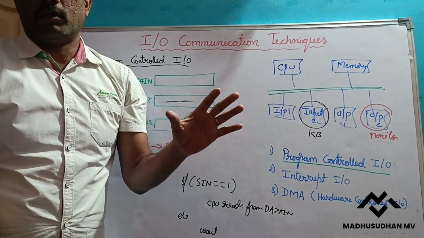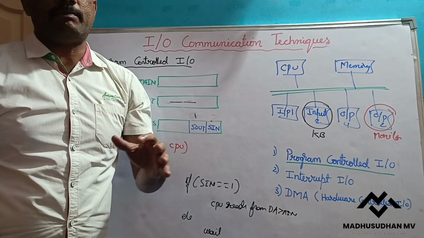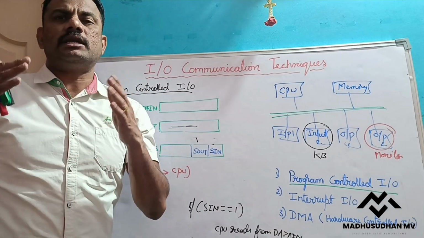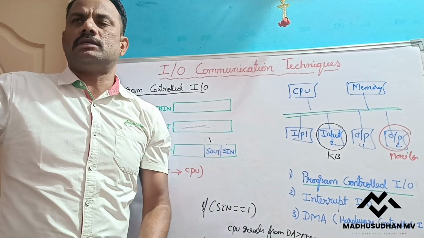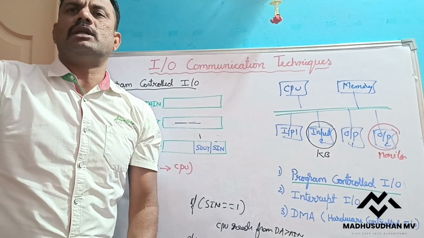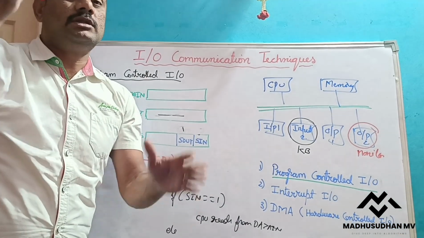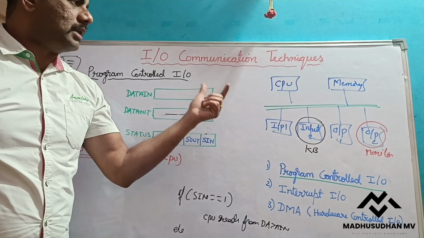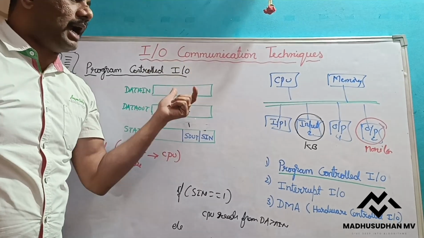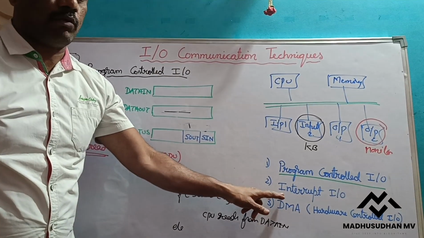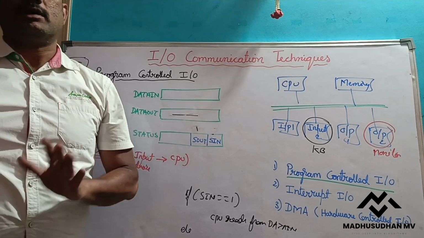Simply just checking. I gave an example in the classroom: the teacher, instead of teaching, is simply checking which student has a question, which student has a doubt, and keeps asking all the students. This is the disadvantage. It is overcome by interrupt IO, which I am going to discuss in this video.